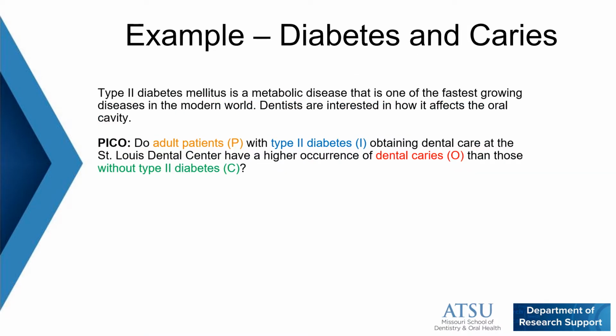Our second example is one from a past D3 research project. Type 2 diabetes mellitus is a metabolic disease that is one of the fastest growing diseases in the modern world.